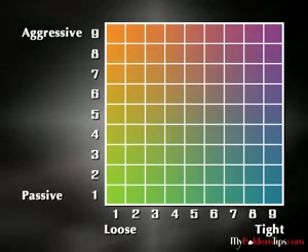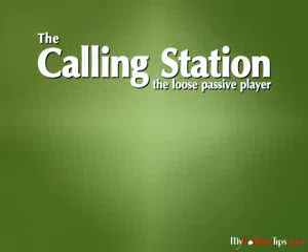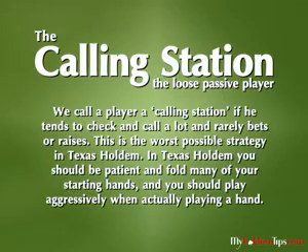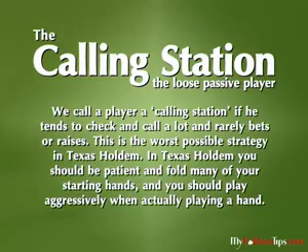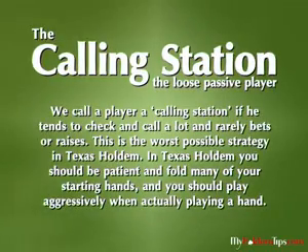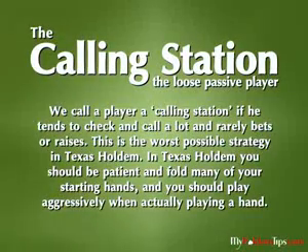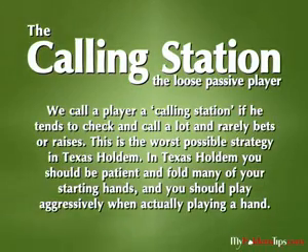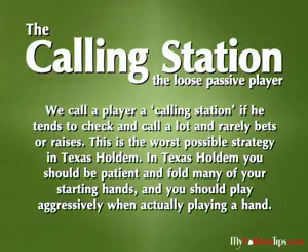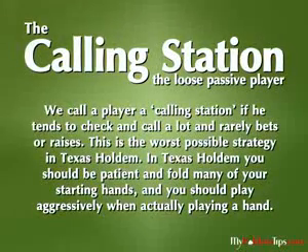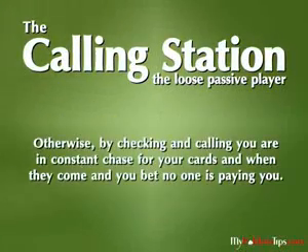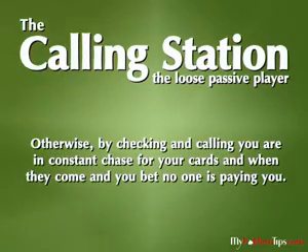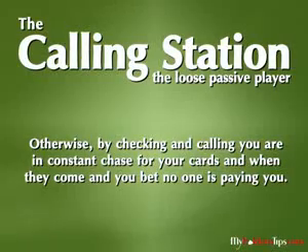The player types. The calling station, the loose passive player. We call a player a calling station if he tends to check and call a lot and rarely bets or raises. This is the worst possible strategy in Texas Hold'em. In Texas Hold'em, you should be patient and fold many of your starting hands, and you should play aggressively when actually playing a hand. Otherwise, by checking and calling, you are in a constant chase of your cards, and when they come and you bet, no one is paying you.